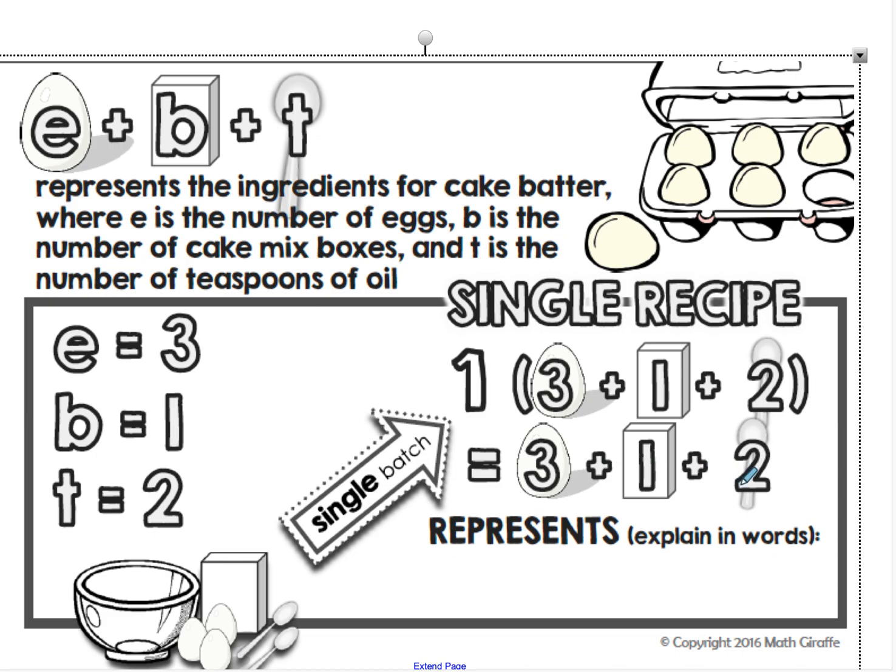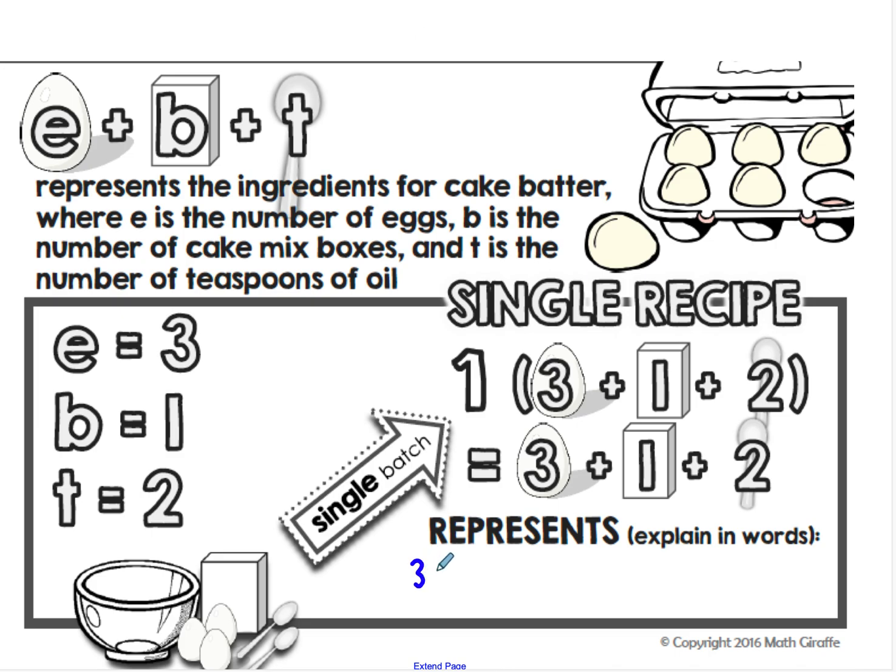I can't actually add those together. I can't say 3 eggs plus 1 box of cake mix equals 4 egg mixes. They're separate things, they're separate variables, so I can't combine them. Okay, so single batch represents in words, there's a blank down here I need to fill in. 3 eggs, 1 box of mix, and 2 teaspoons oil. That's in 1 batch.